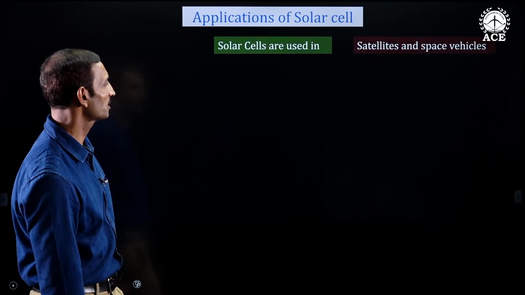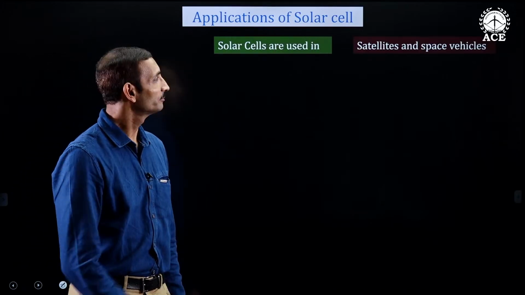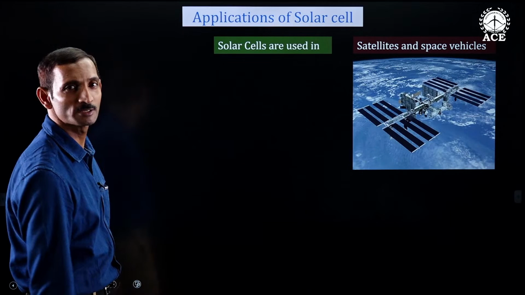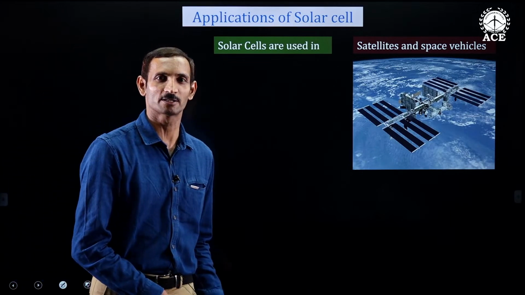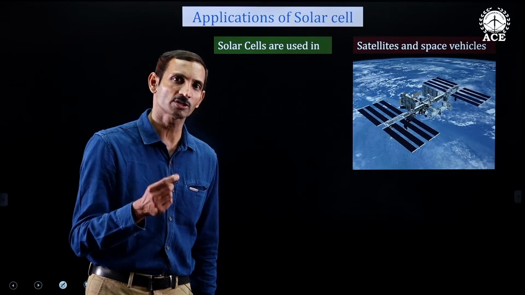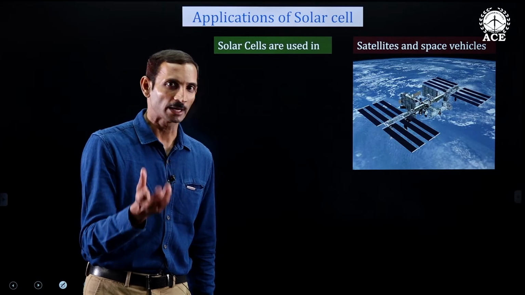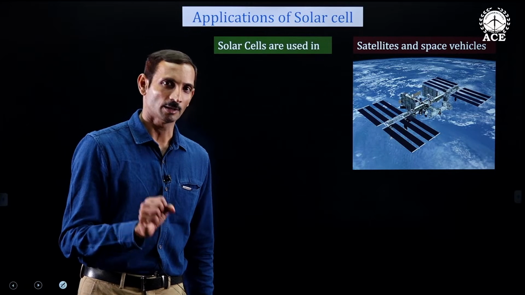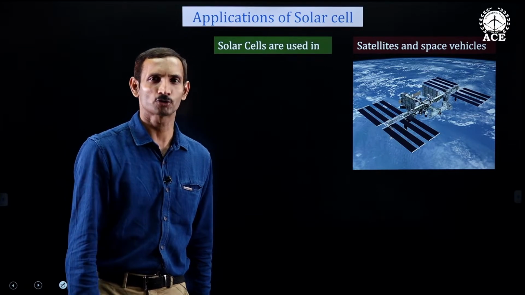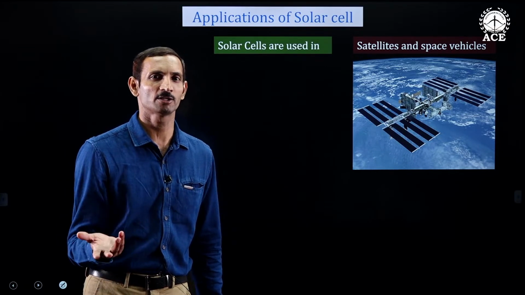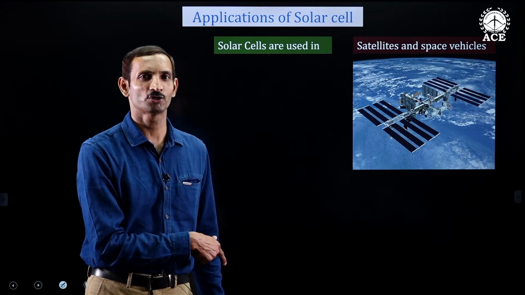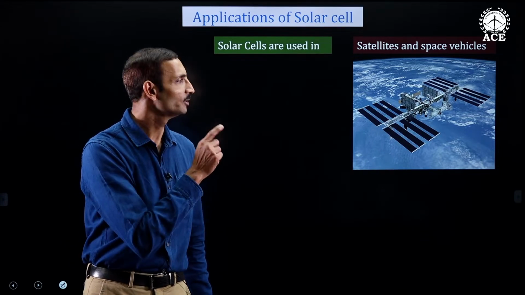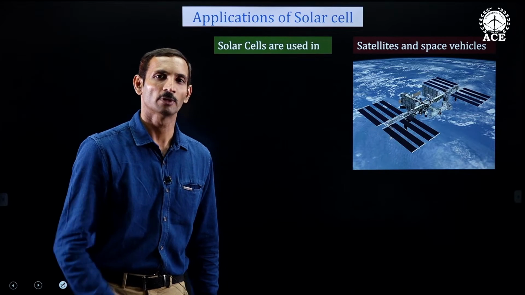Moving further, there are many places where solar cells are used. They are used in satellites and space vehicles. Solar cells are mainly used in artificial satellites. How do the artificial satellites move? They have to get energy, so they have solar panels. Sunlight is absorbed by these solar panels and stored. During the time when there is no sunlight, the satellite uses the energy from those cells to move around the earth.